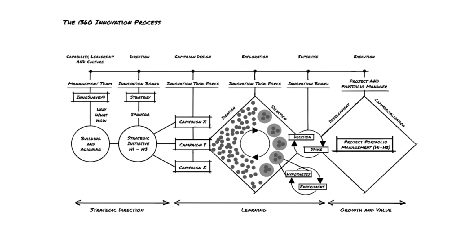So the first phase of the innovation process is strategic direction. The second one is learning, which is partly to gain ideas, to explore. And the second part of the learning is about grouping and decision making. Then you have the third phase, the growth and value phase, where we actually develop and deploy and create the value of the projects.